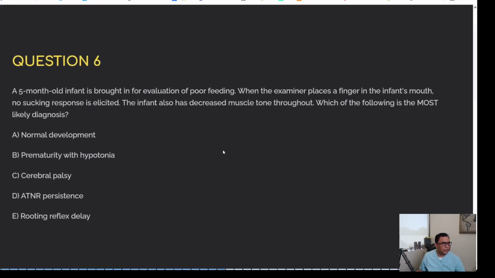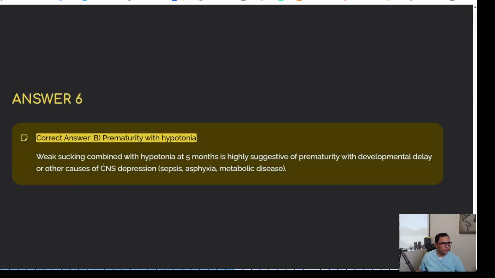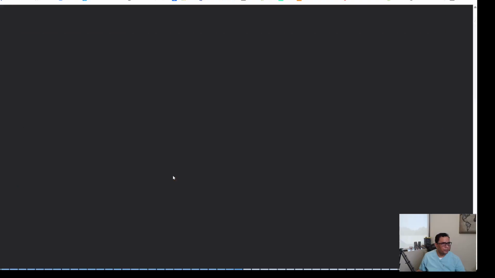Let's remember that. A 5-month-old infant is brought in for evaluation for poor feeding. When the examiner places a finger in the infant's mouth, no sucking response is elicited. The infant also has decreased muscle tone throughout. Which of the following is the most likely diagnosis? Poor feeding, normal development, prematurity, cerebral palsy. Decreased muscle tone tells me hypotonia, so I'm going to go by B. Prematurity with hypotonia. Anytime you hear muscle strength is weak, you can look for hypotonia.